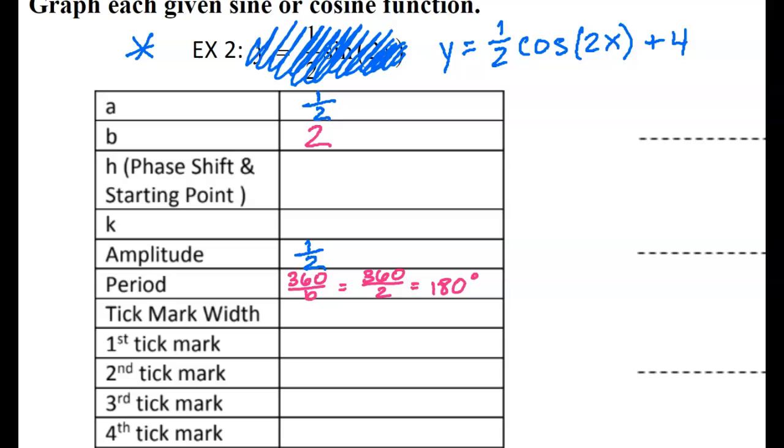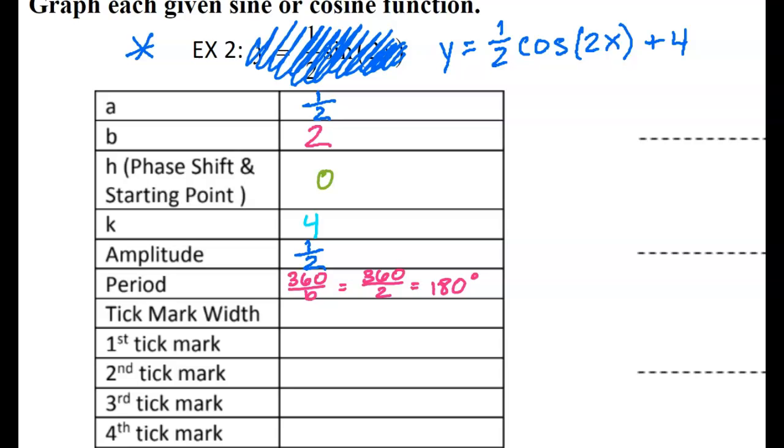So remember, the number right in front of the x is B. The number directly after the x would be our H. Here our H value is 0, because there isn't a number right after the x inside of the parentheses. What about our K value? The K is the number way at the end, which is 4.